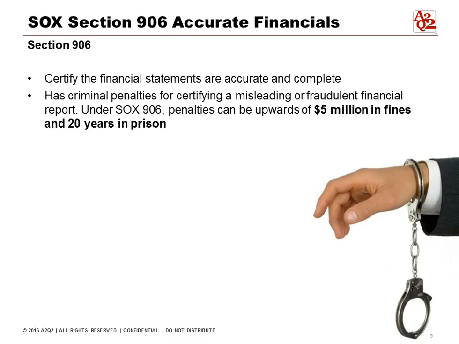What about Section 906? So 906 requires the CEO and the CFO to certify the financial statements are accurate and complete, and it also has criminal penalties if you certify and your financial statements have fraudulent or misleading information in them. And under 906, the penalties can be upwards of $5 million in fines and 20 years in prison. So that's why most CFOs and CEOs are so concerned about their financial reporting.